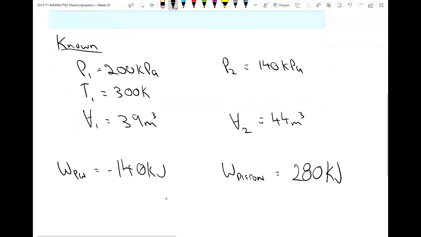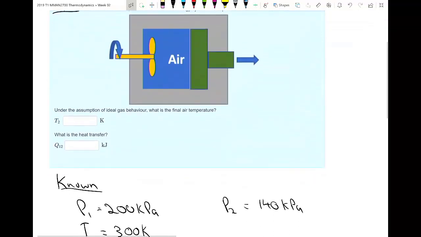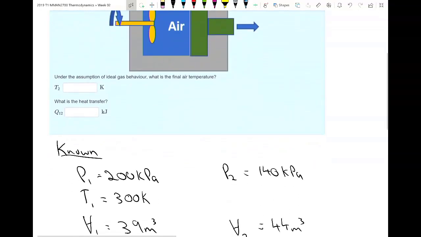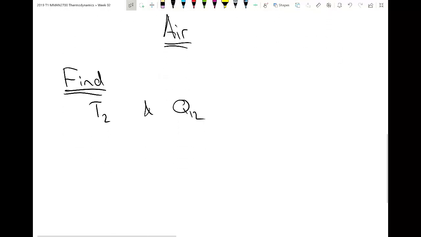And I'm going to write air and double underline it because it's worth knowing what your working fluid is. This would be very different if our working fluid was a refrigerant. It'd be slightly different if it was helium or hydrogen. The numbers would be different. So it's worth knowing what we've got. Now we write out what we want to find. So we want to find T2 and Q12. And I always write that when I'm solving problems so I know when I've got my solution.